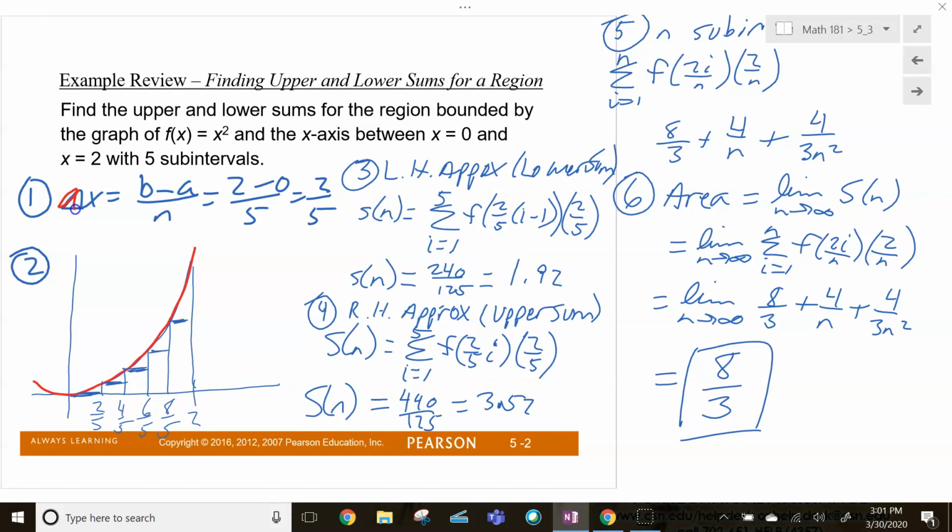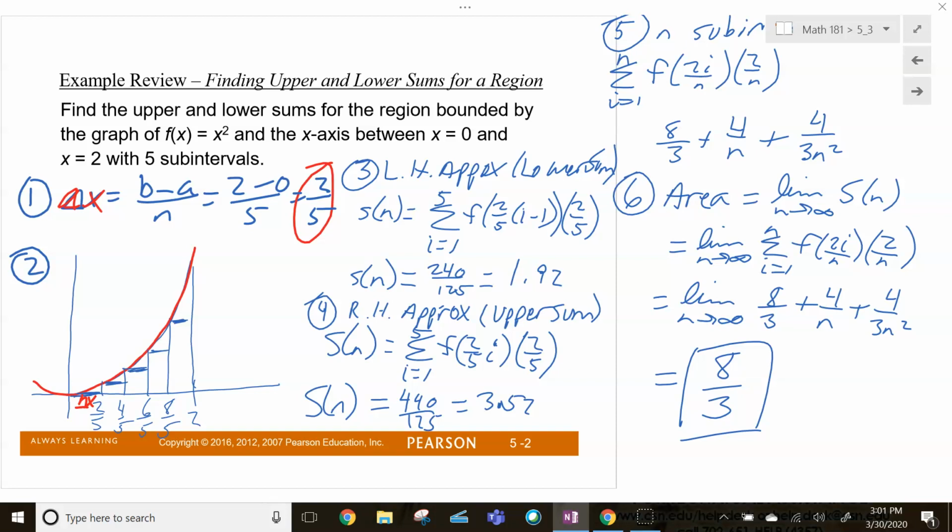So the first thing is we found the delta x, right? Like what was this distance delta x for each of those? And I said, well, we're going to take it from 0 to 2, so b minus a. Zero is a, b is 2. So 2 minus 0 over 5, so we had a width of 2/5.